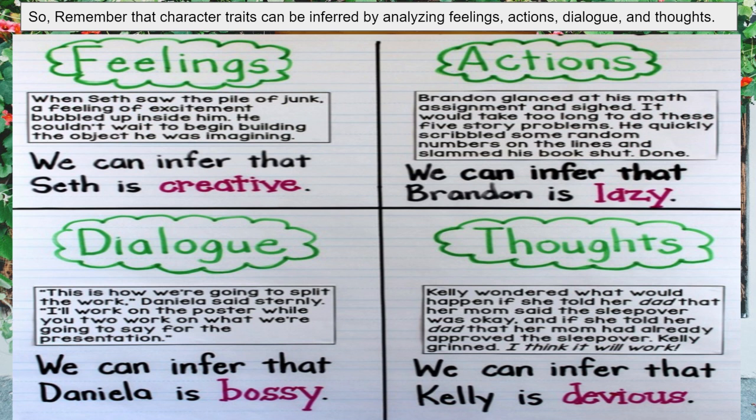Based on actions. Brandon glanced at his math assignment and sighed. It would take too long to do these five story problems. He quickly scribbled some random numbers on the lines and slammed his book shut. Done. We can infer that Brandon is lazy.